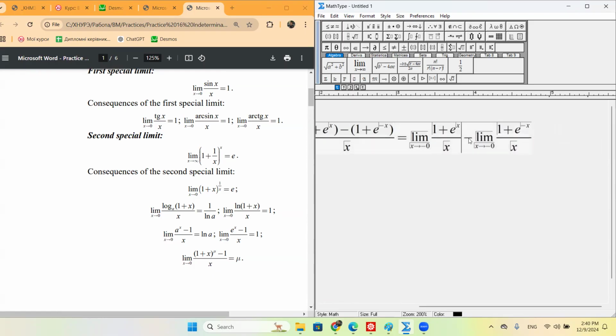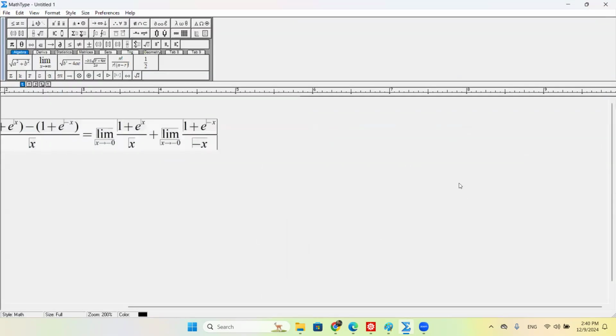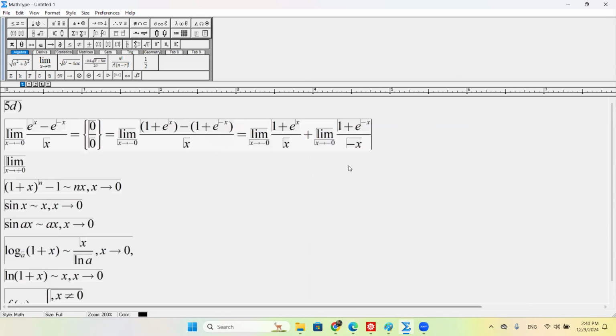Yes, and I also can move minus into the denominator. So we'll receive 1 here. So we just have 2 as the result.